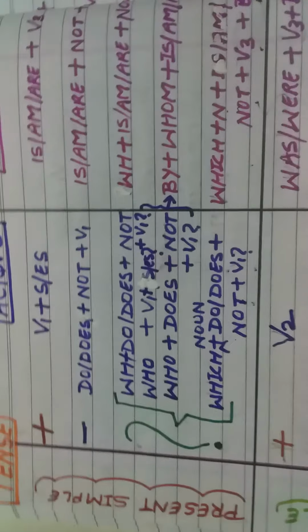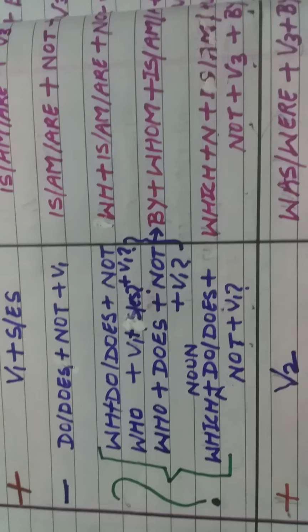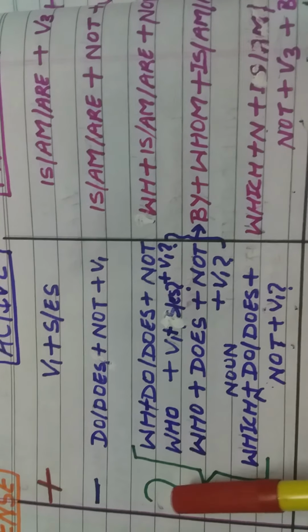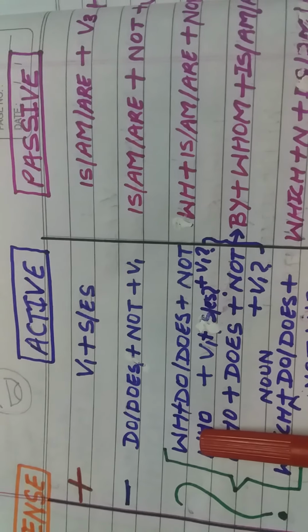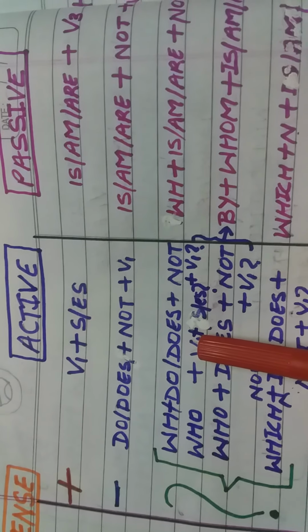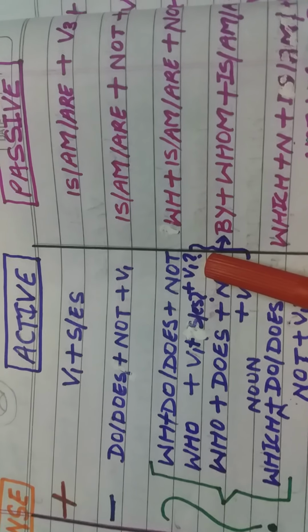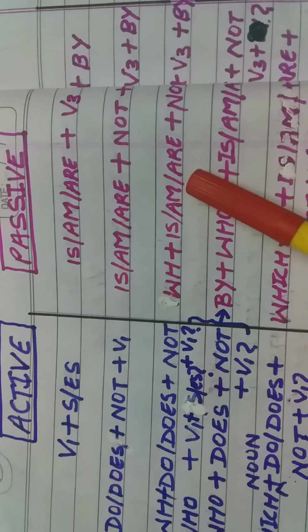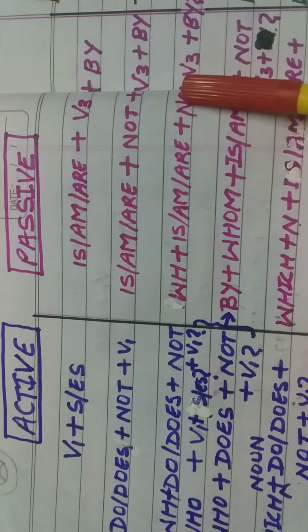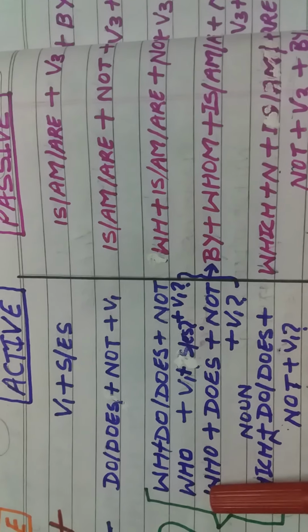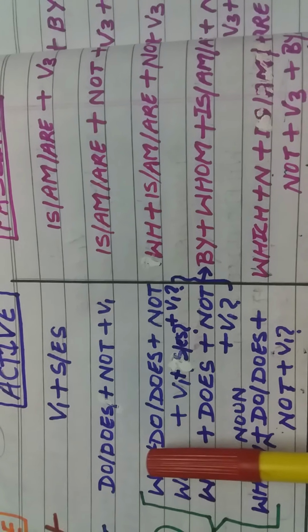Now let's see the interrogative structure, that is very important. We have three types of structures in interrogative. One beginning with WH, any WH means what, when, where, why. Then do or does according to the subject, not V1. Now in passive, WH will remain at the same place, is MR according to the subject, not change of V3, then add by.